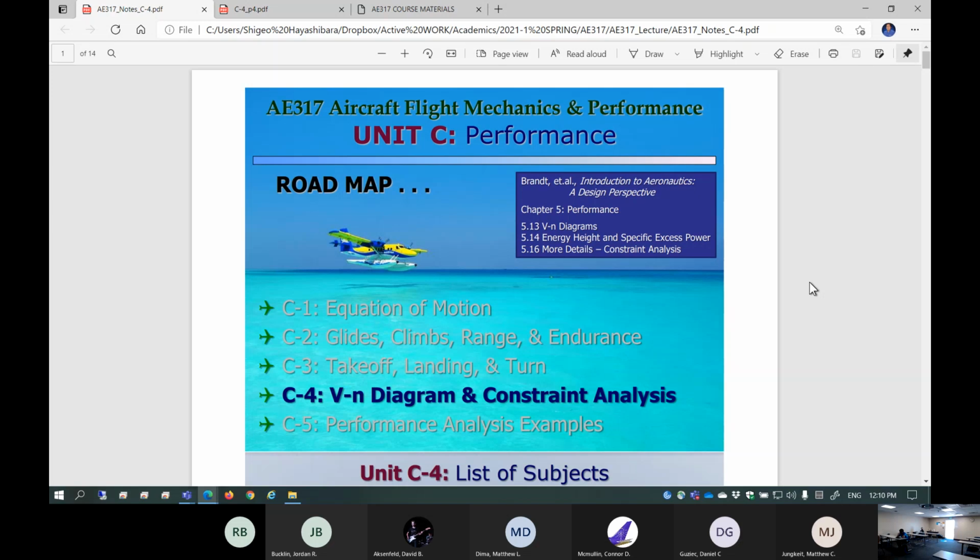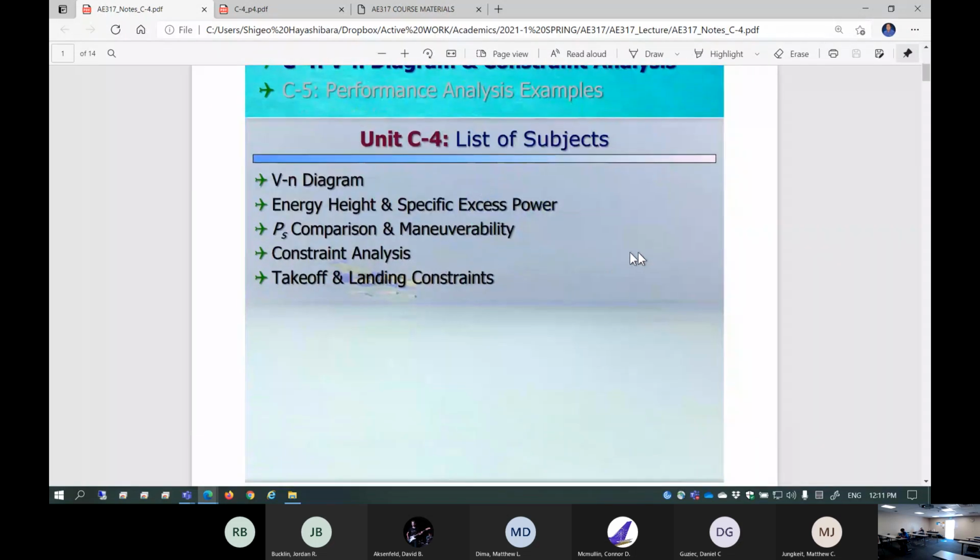That means V-n diagram wise, your flight envelope is kind of limited. And especially at low speed, if you're trying to do a high G maneuver, it is also very difficult because before you do a high G maneuver, your airplane may stall. So the stall characteristics are going to be a constraining factor for the V-n diagram at low speed, and at high speed it is essentially how strong your structures are. So let's take a look at the V-n diagram. This is commonly called the flight envelope, right?